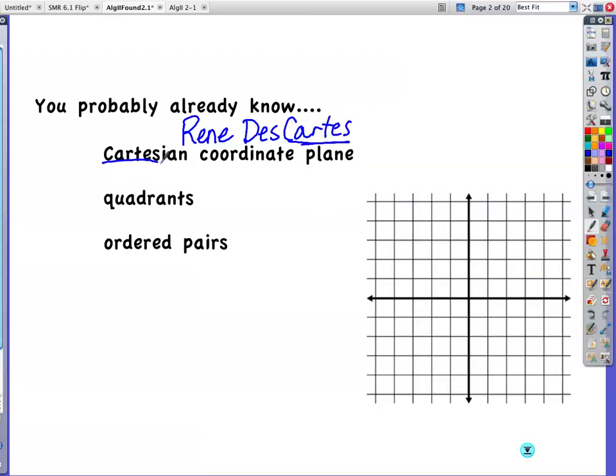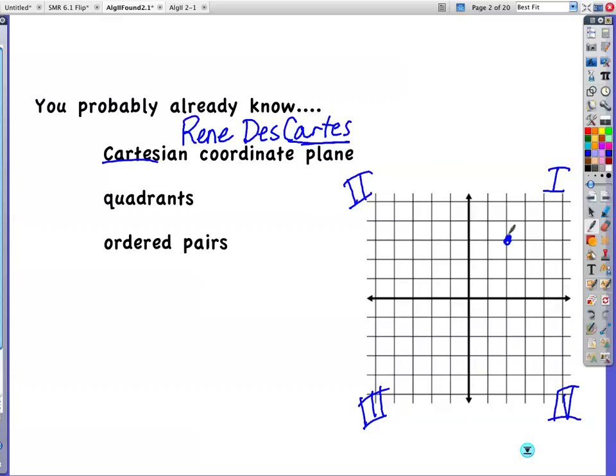Okay, quadrants. I'm just going to tell you. 1. This is quadrant 2. Quadrant 3 is over here. And here is quadrant 4.